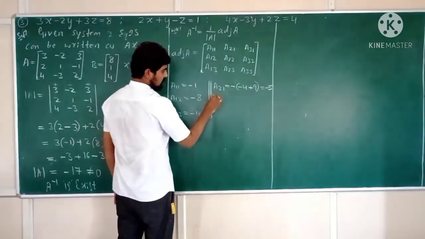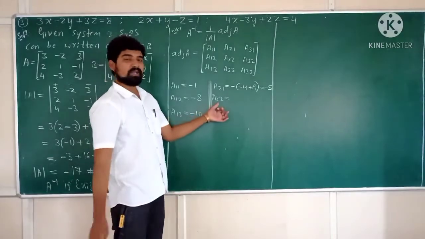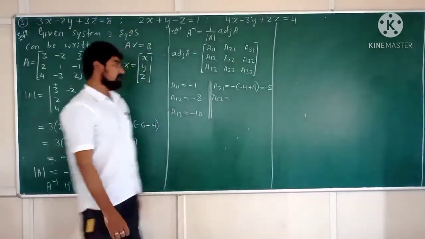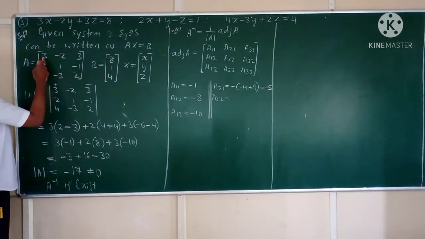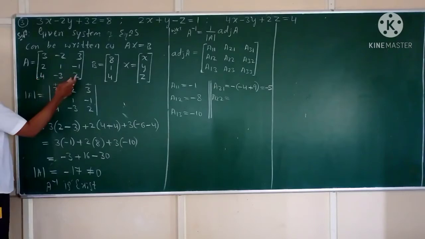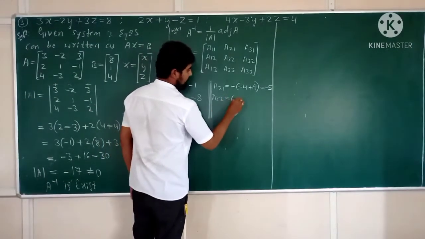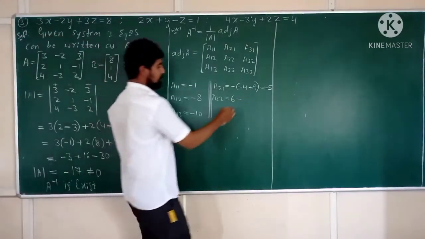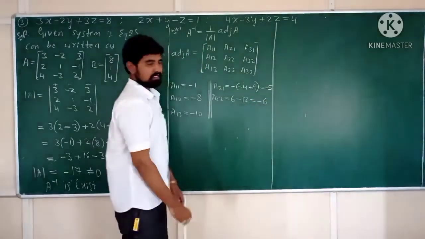And then A22: 2 plus 2 is even, no need to multiply by minus, so it is obtained by deleting the second row, second column. After deleting the second row, second column, the remaining elements are 3, 3, 4, 2. So 3 into 2, 6, minus 4 into 3, 12. So 6 minus 12 is equal to minus 6.